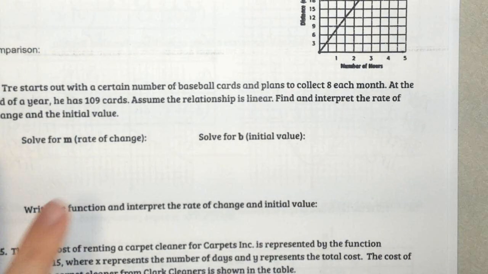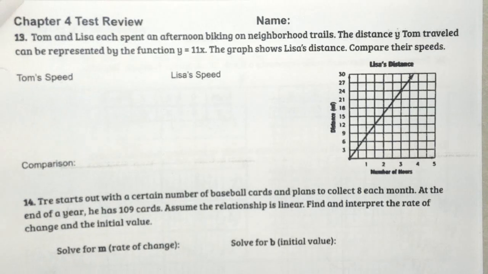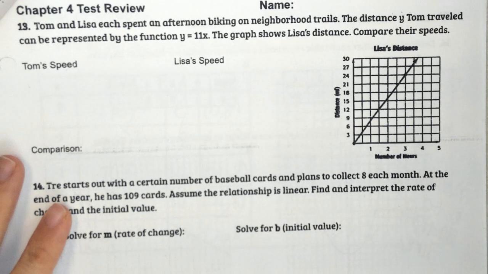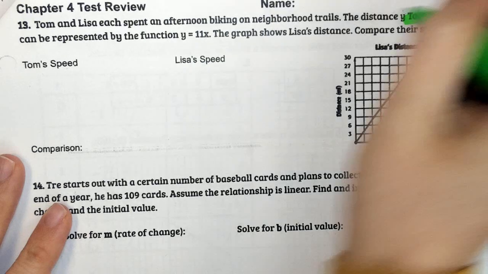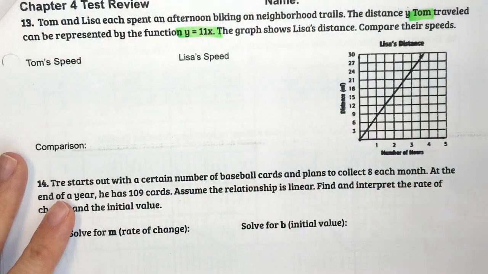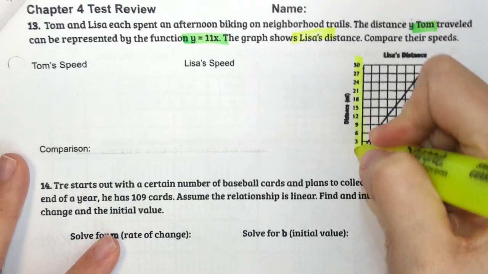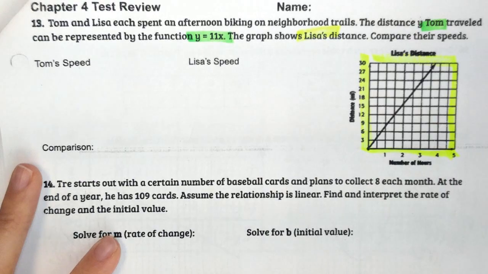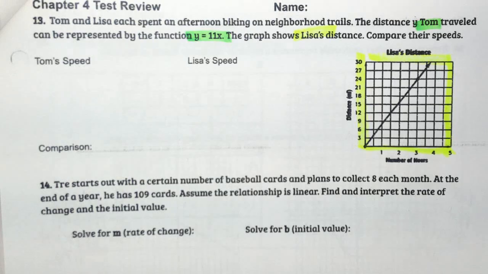The next three are very similar to it, okay? So from here it says, Tom and Lisa each spent the afternoon biking on a neighborhood trail. The distance y Tom traveled can be represented by the function y equals 11x. So Tom was this equation. The graph shows Lisa's distance, and we need to compare their speeds. So once again, you don't have to use highlighters, but I think it helps me keep things straight so that I don't actually switch around answers.